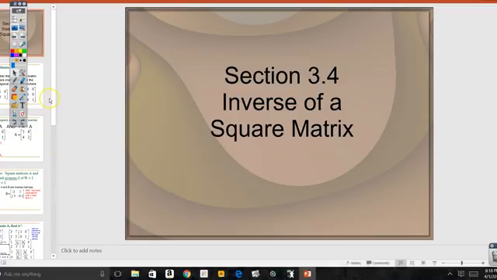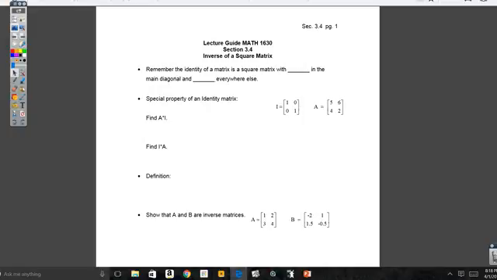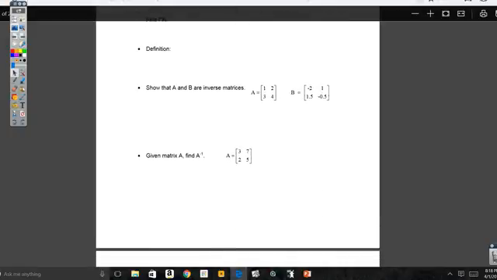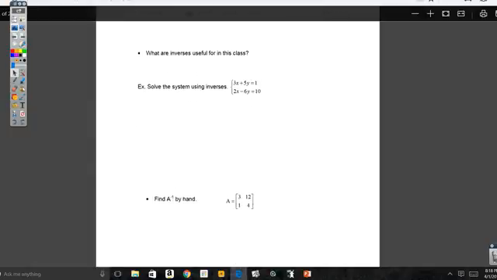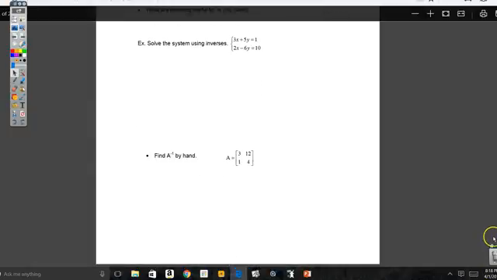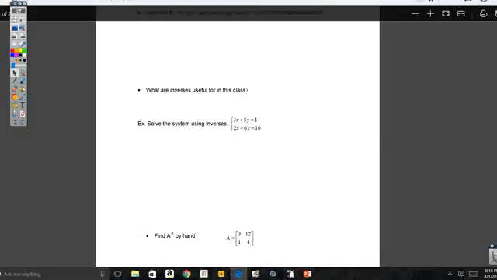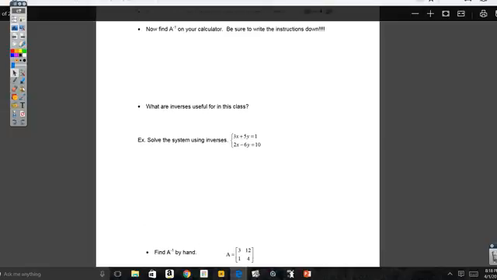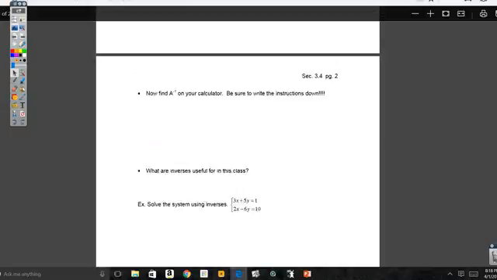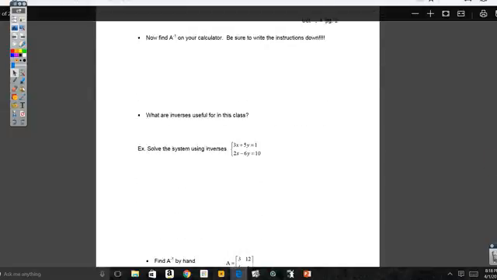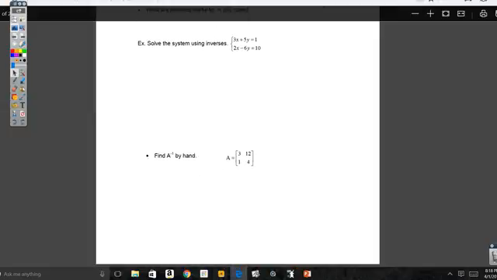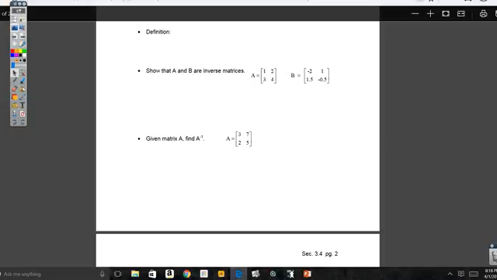Let's go to the worksheet and see if that got everything on the worksheet. Show that A and B are inverse matrices. Okay, if there's something that I didn't do from the worksheet, just let me know in class and I will go over anything that you need help on or anything that I missed.